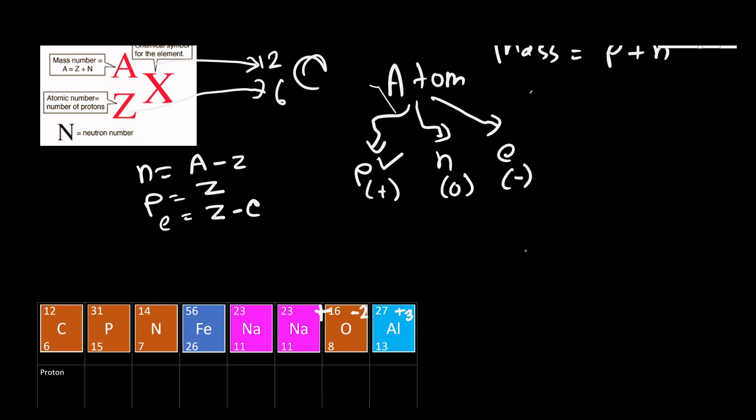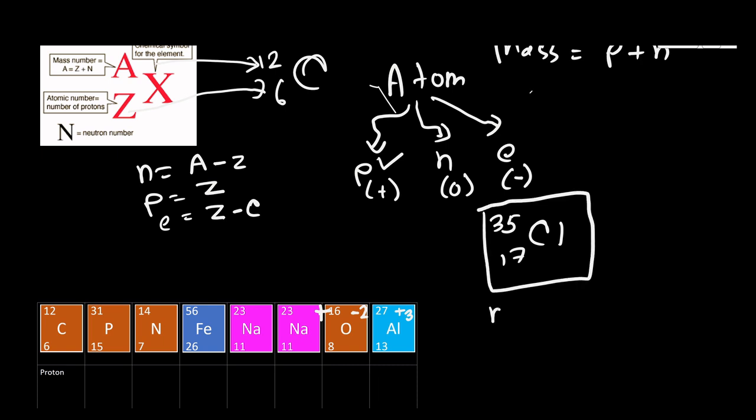Okay, so let's take the example of chlorine, 35 and 17. Let's try to find the number of neutrons. Well, 35 minus 17, so the number of neutrons should come to 18. What about the number of protons? Well, it's going to be 17. Electrons, since we don't see any charge there, is going to be 17 as well.